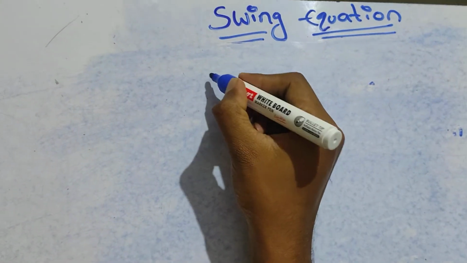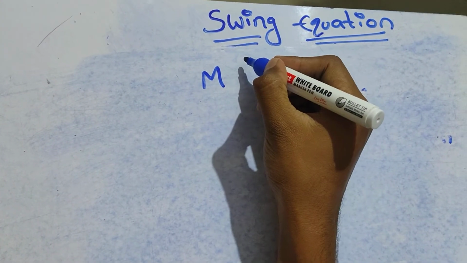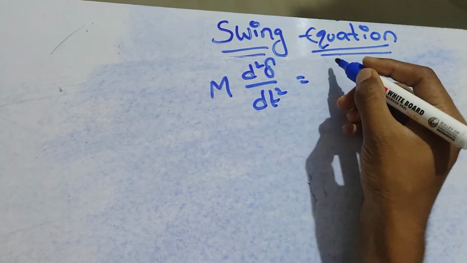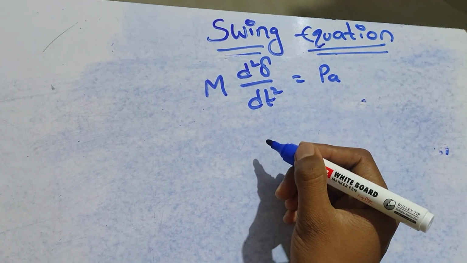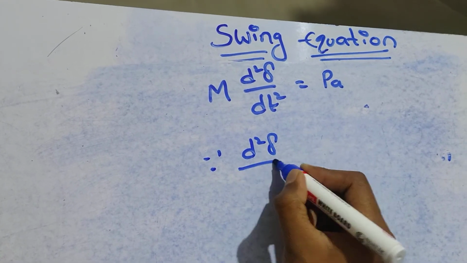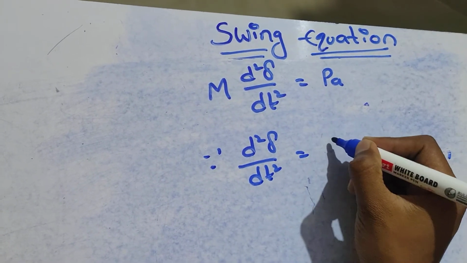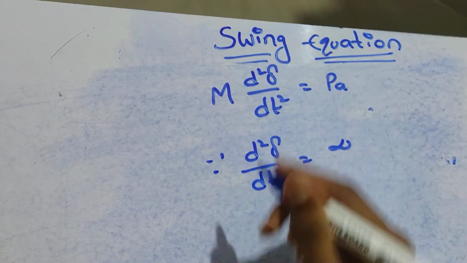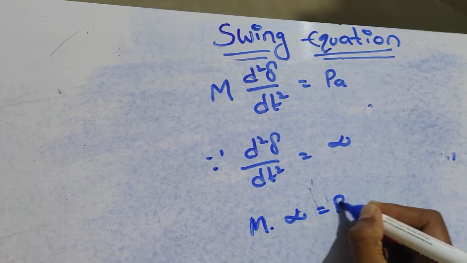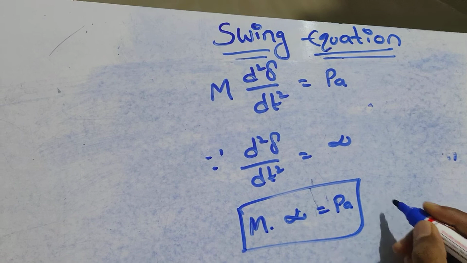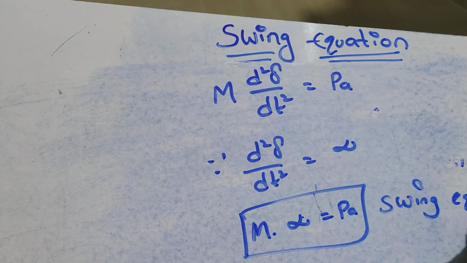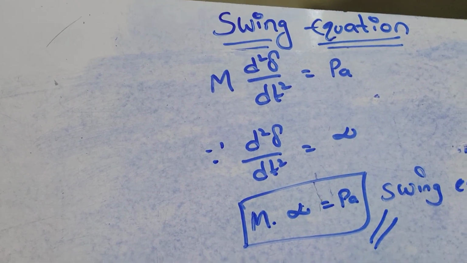So finally M d square delta by dt square is equal to accelerating power. So we know d square delta by dt square is equal to infinity. So this infinity we have to substitute in the above equation: M into infinity is equal to Pa. So this is the swing equation. So thank you friends.